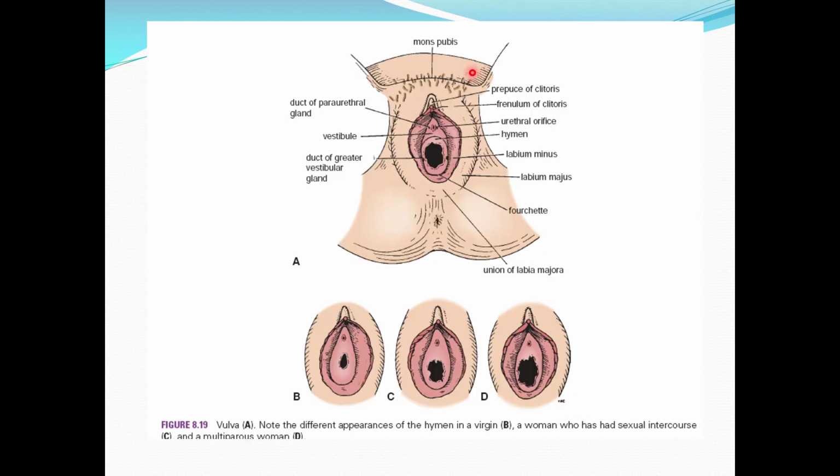See here in this diagram, this is the mons pubis. This is the lower part of the abdomen having the fatty layer. Then there will be labia majora. This is labia majora and this is labia minora. This is the urethral opening and this is the vaginal opening with the hymen. This is the prepuce of the clitoris, which is just like the penis in the male, and this is the frenulum of the clitoris. Okay, this is the vestibule and these are the ducts of the greater vestibular glands.